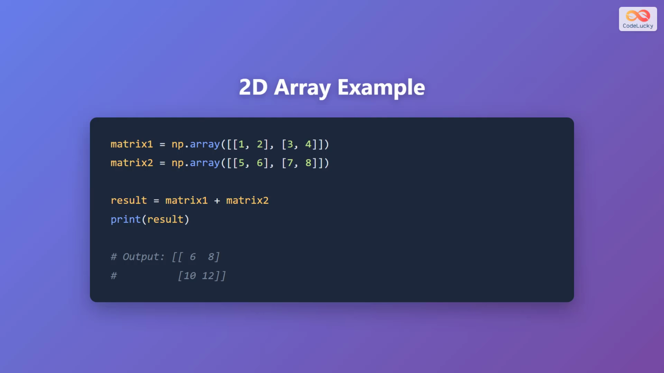Element-wise addition works with multi-dimensional arrays too. Here we have two 2x2 matrices. Matrix 1 contains the values 1, 2 in the first row and 3, 4 in the second row. Matrix 2 contains 5, 6 in the first row and 7, 8 in the second row. When we add them together, we get 6, 8 in the first row and 10, 12 in the second row. Each element is added to its corresponding element in the same position.